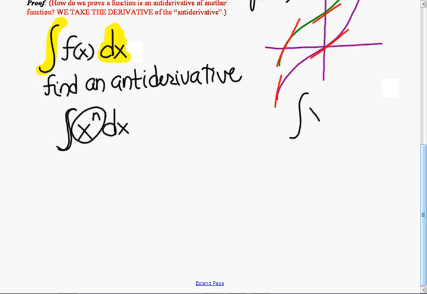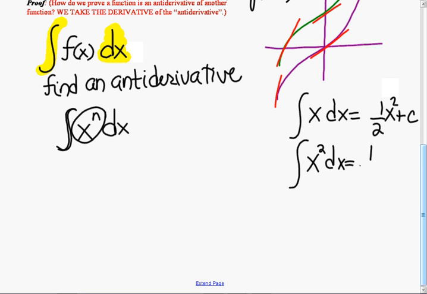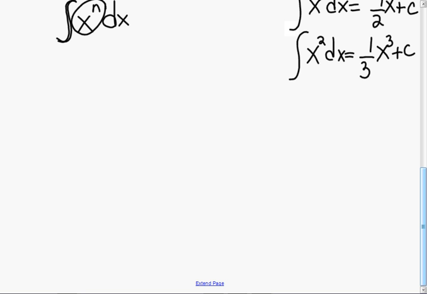What's the antiderivative of x? 1/2 of x squared plus c. What about the antiderivative of x squared? 1/3 x cubed plus c. Where did the 1/3 come from? Because when you differentiate x cubed, you're going to have a 3 there. Do I want the 3? No. Let's do some more. What about x cubed? Well, it's x to the 4th. But if I take the derivative of x to the 4th, I get 4x cubed. I don't want that.